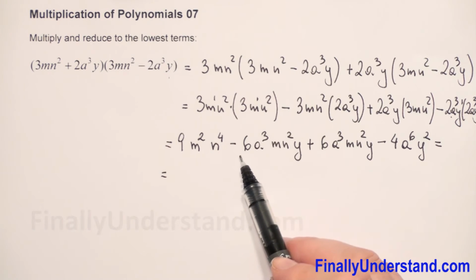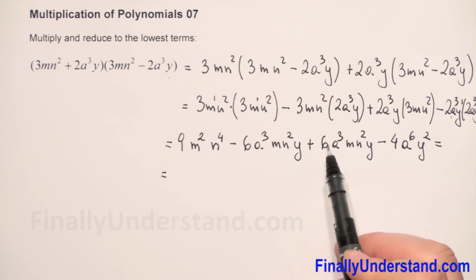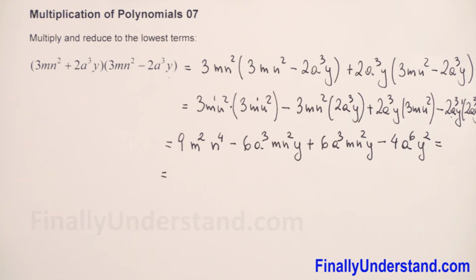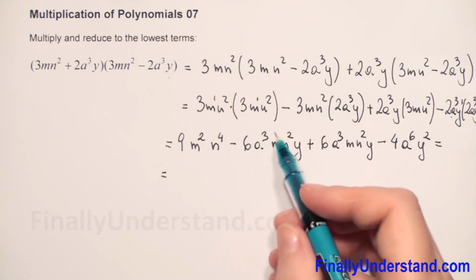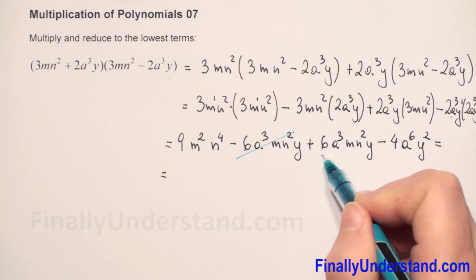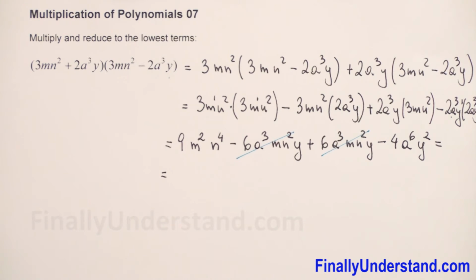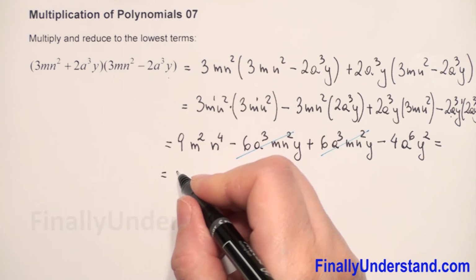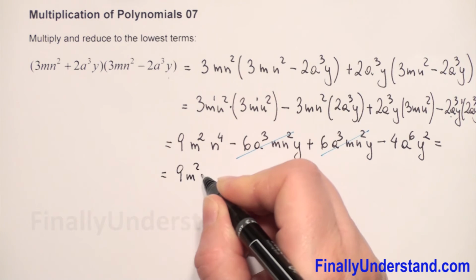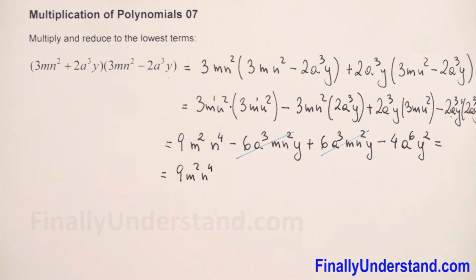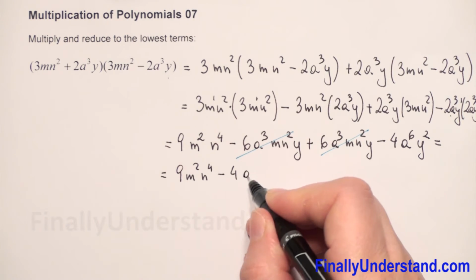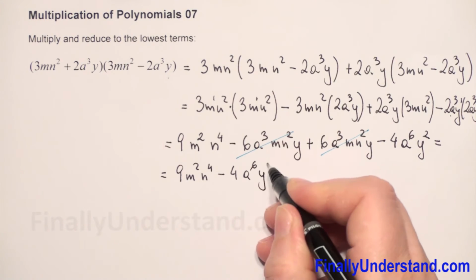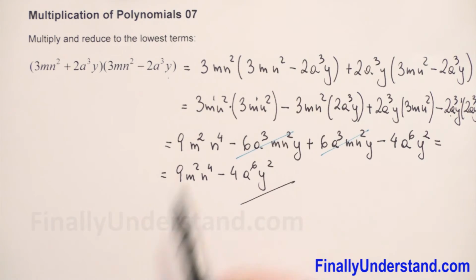So negative 6 and this whole expression, and positive 6 and this whole expression, the same expression we have after 6. So this whole expression we can cancel out. This will be 0. So we have only 9m squared n to the 4th power minus 4a to the 6th power y squared. This is one way to solve this problem.